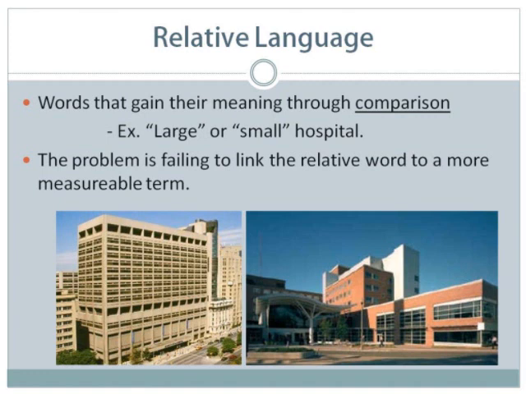An example of relative language can be used to describe a hospital. Someone could say that the Lakeridge Health Hospital in Oshawa is big, but in comparison to a hospital like Mount Sinai Hospital in Toronto, it's small. It's important to remember that relative words that are not explained thoroughly can lead to misunderstandings.